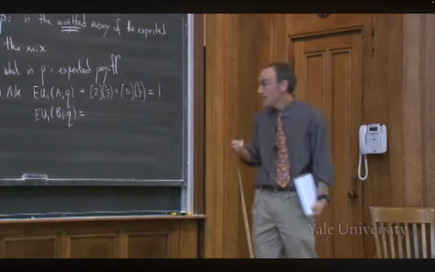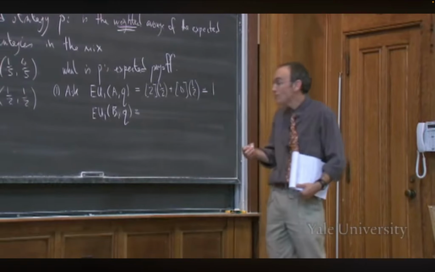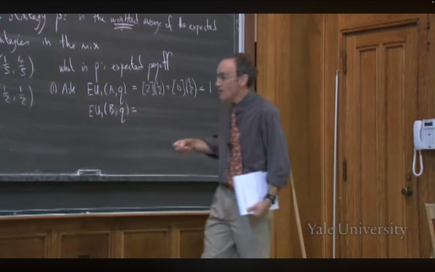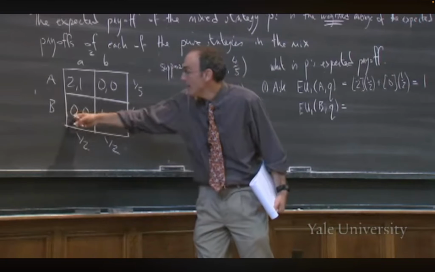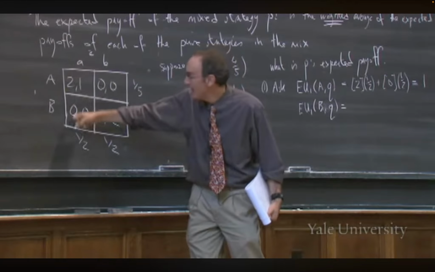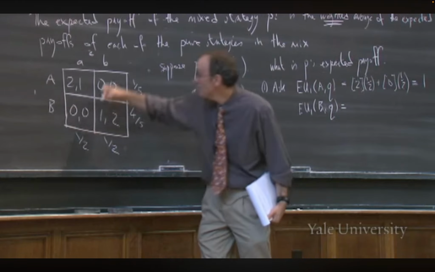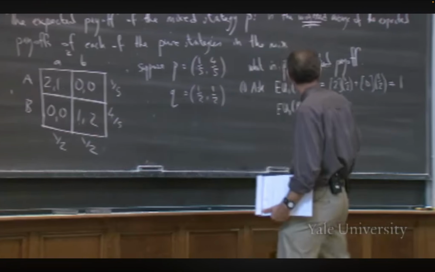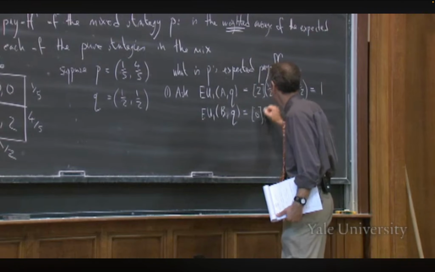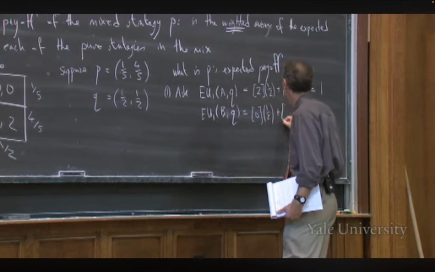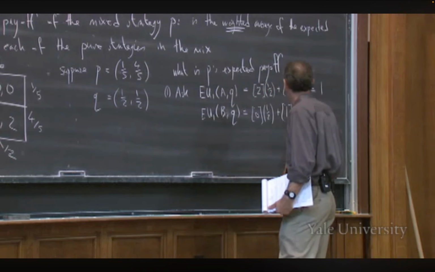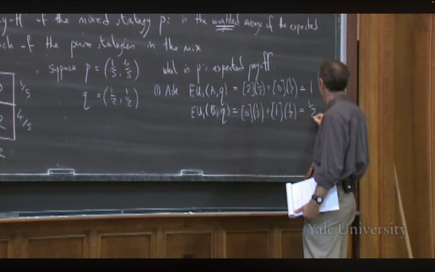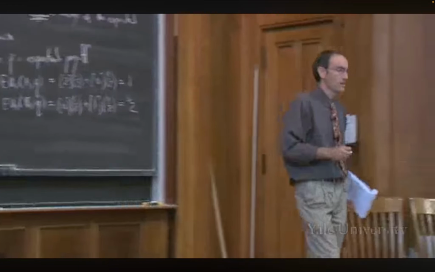Conversely, what if I played B? What's the expected payoff for the row player of playing B against Q, where Q is half-half? Half the time when I play B, I'll meet a player 2 playing little a, and I'll get 0. And half the time I'll find player 2 is playing little b, and I'll get 1. So let's write that up. I'll get 0 half the time, and I'll get 1 half the time, for an average of a half.